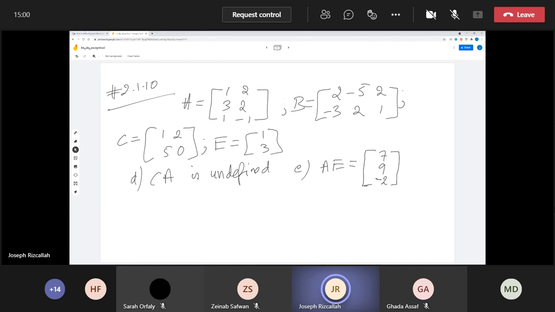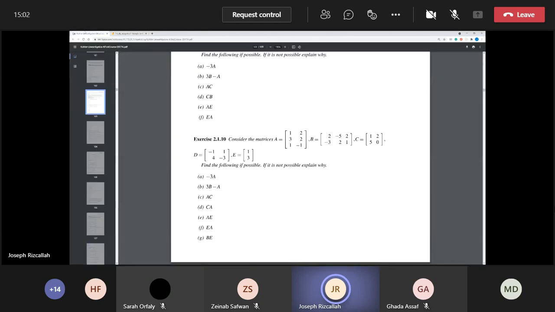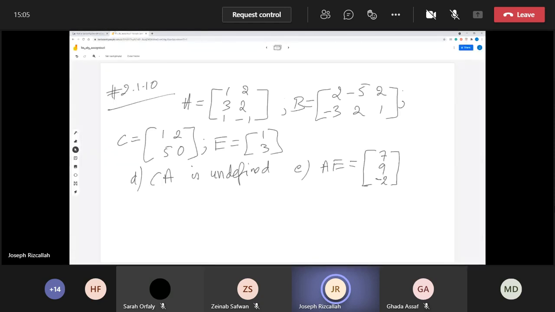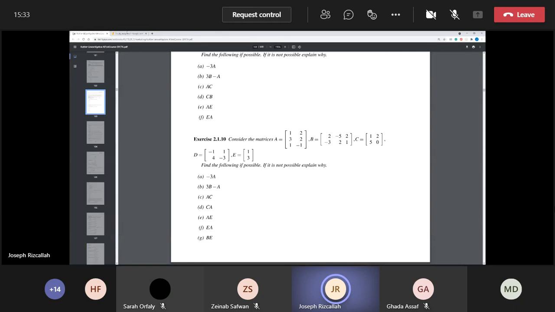And then EA. This is part F, I think. So EA, let's see, can we define EA? It's undefined because the number of columns in E, which is 1, does not match the number of rows of A, which is 3, right? So this is again undefined. And the last one is BE.